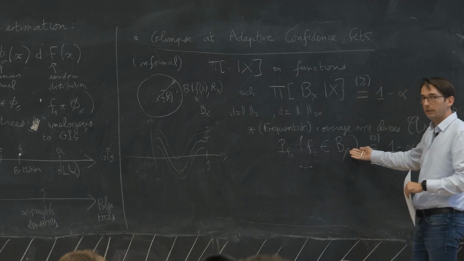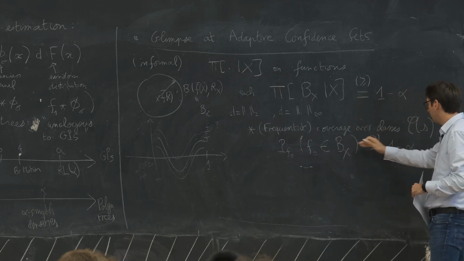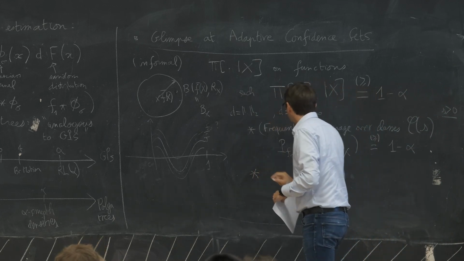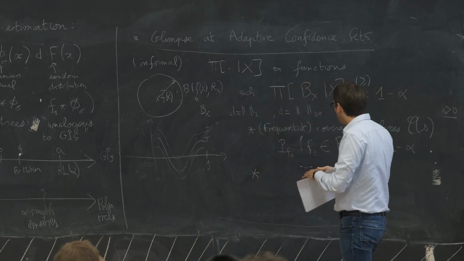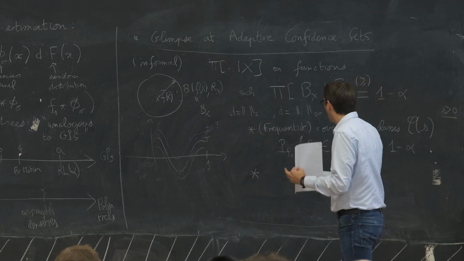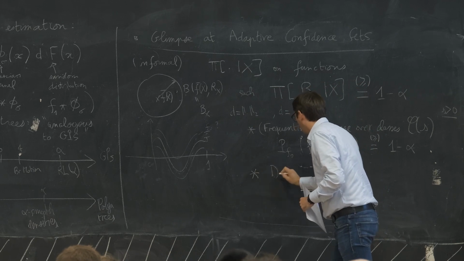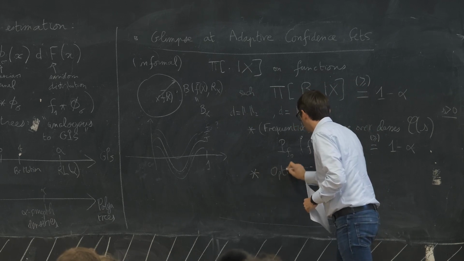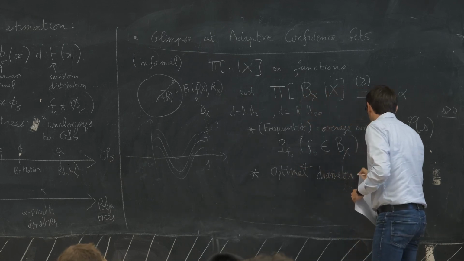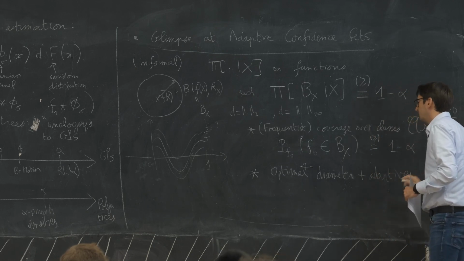And here I could take the set of all continuous functions, and I'd have coverage at least 1. But of course the game is that you also want this confidence set to have the smallest possible diameter. So you'd like to have an optimal diameter, plus you'd like to have it in an adaptive way.